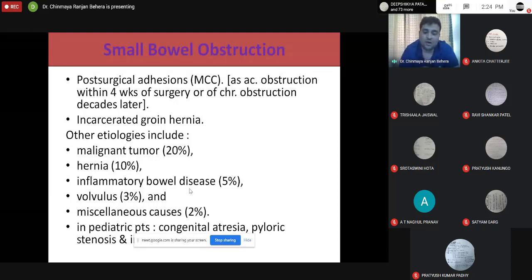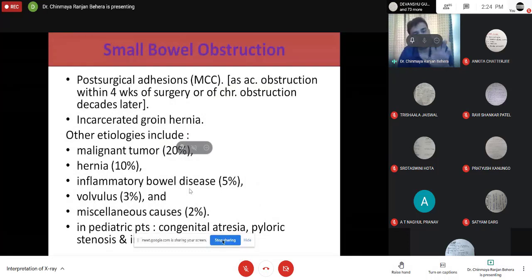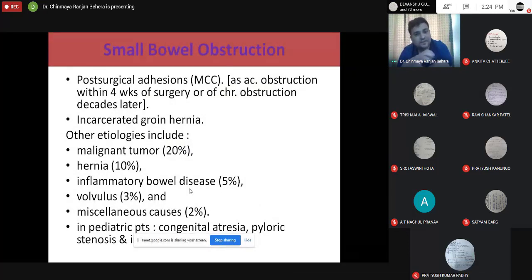How do these patients present? Because there is obstruction, because of the forced peristalsis, there will be colicky pain. Then you have vomiting, and because there is obstruction, nothing is going down, so obstipation would be there. What is obstipation? There is constipation, as well as flatus also won't pass. So colicky abdominal pain, vomiting, and obstipation are the features of small bowel obstruction.